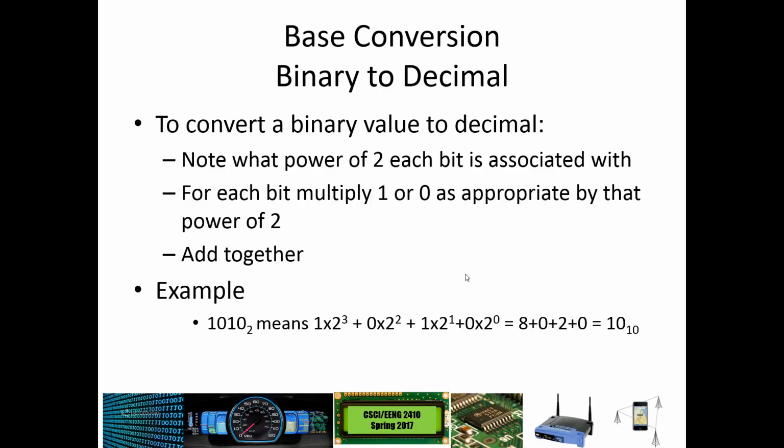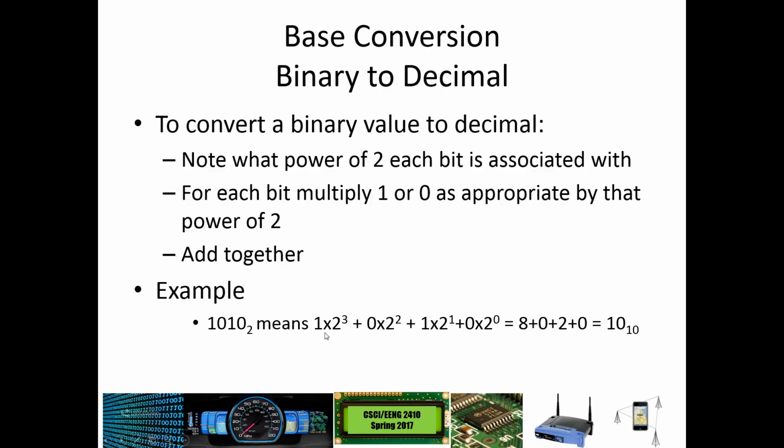If we wanted to convert a binary value to decimal, what we need to do is just look at where all the ones are and look at the corresponding power of 2 and then multiply them together. So in our example here, we have 1 in the 2 to the third place. That's over here, the most significant bit. Then we also have a 1 in the 2 to the 1's place. And we have zeros elsewhere.